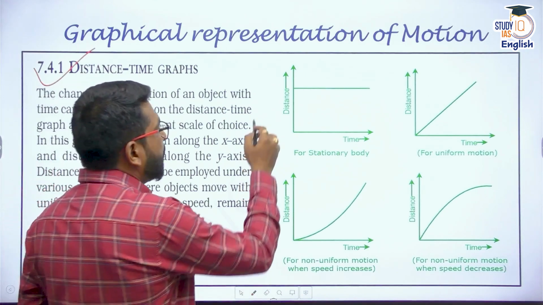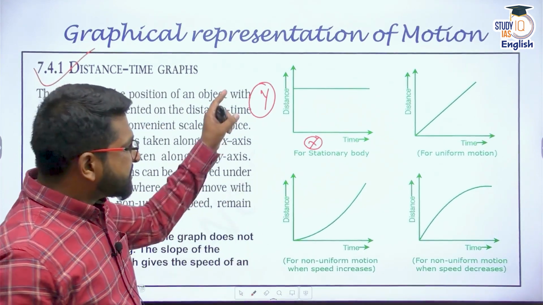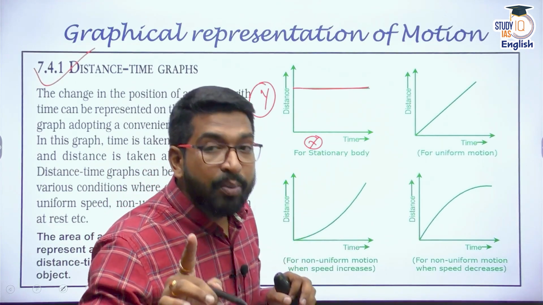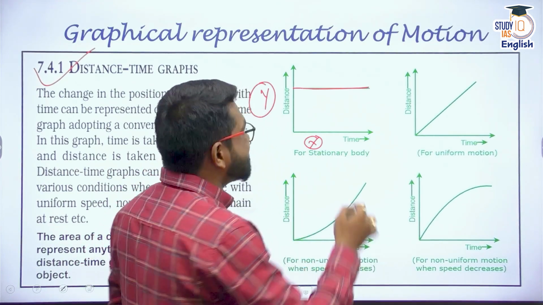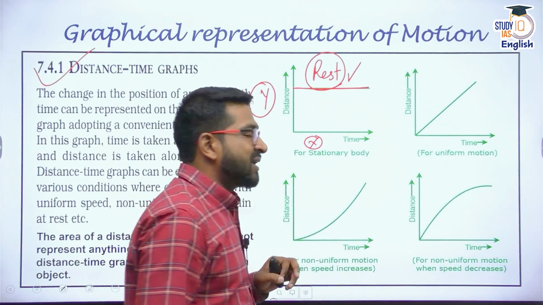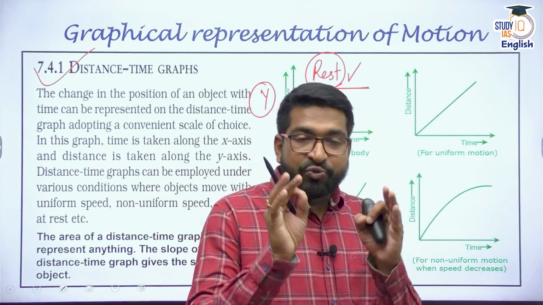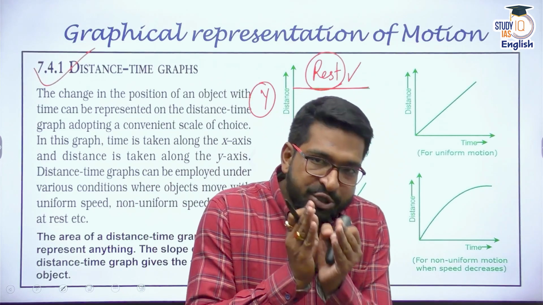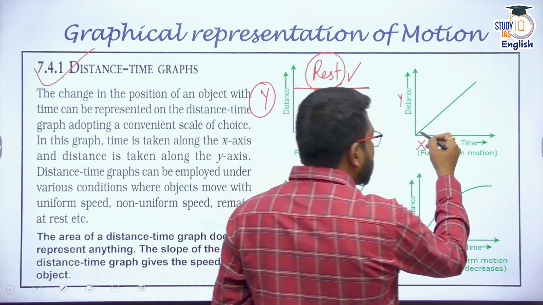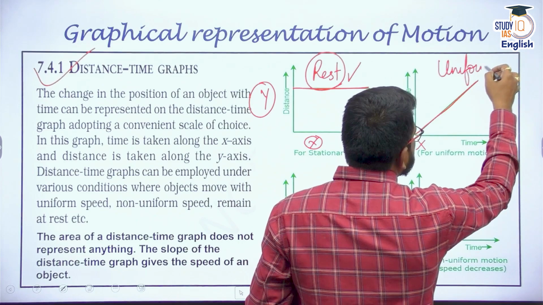Distance is drawn on the y-axis and time is drawn on the x-axis. If distance is remaining exactly the same, that means the body is actually not moving, meaning the body is at rest. This is the distance time graph of a body which is at rest. And if the body is in uniform motion, that means it is moving at a constant speed, constant velocity in the same direction, then the graph would be something like this. This is a graph of a body in uniform motion.